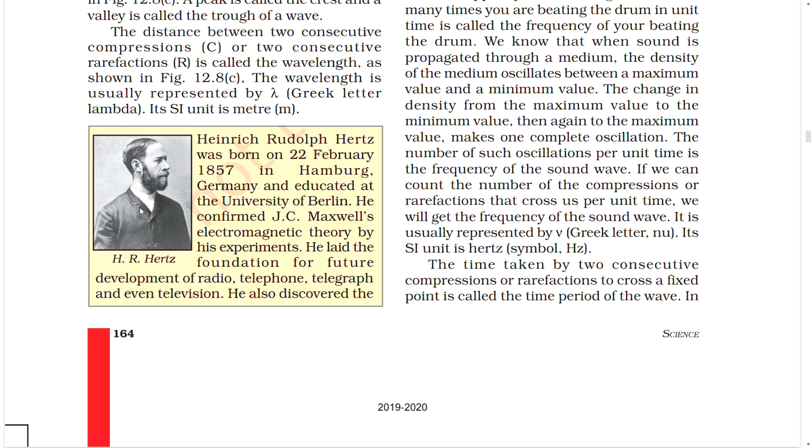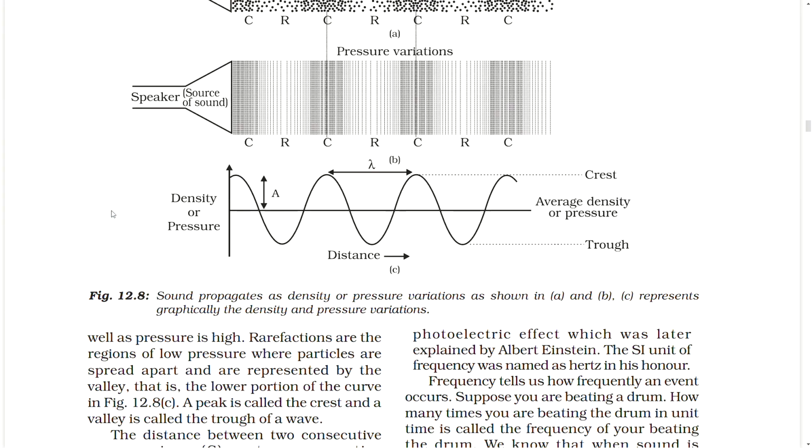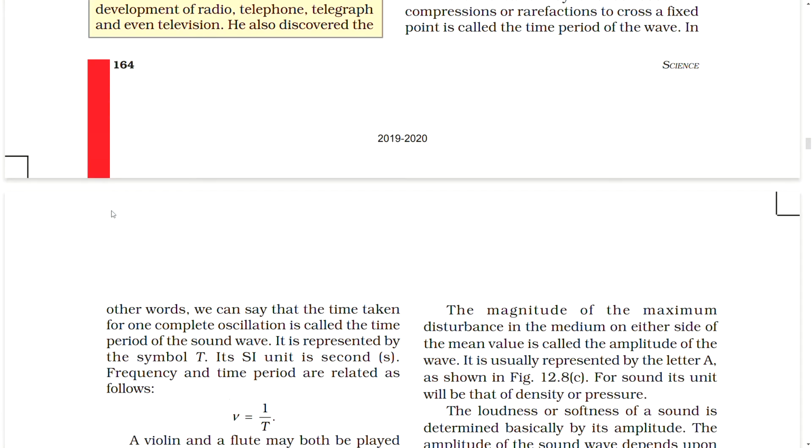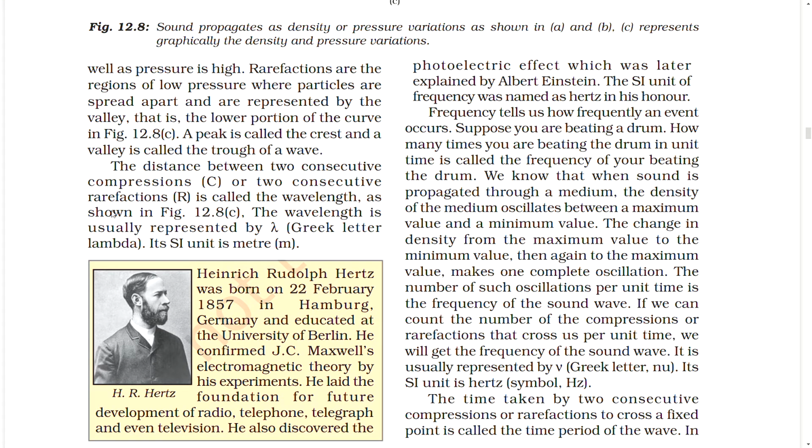H.R. Hertz. Heinrich Rudolf Hertz was born on 22 February 1857 in Hamburg, Germany, and educated at the University of Berlin. He confirmed J.C. Maxwell's electromagnetic theory. By his experiments, he laid the foundation for future development of radio, telephone, telegraph, and even television. He also discovered the photoelectric effect, which was later explained by Albert Einstein. The SI unit of frequency was named Hertz in his honor.